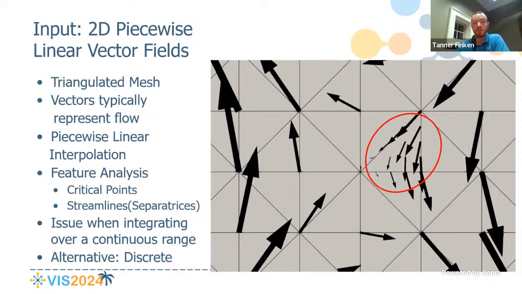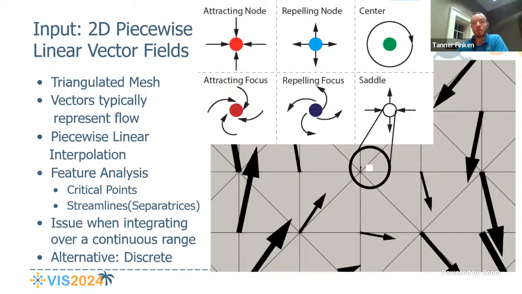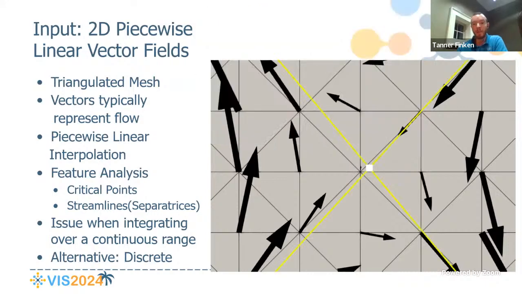The analysis of these fields aims to extract important topological features within the flow, such as critical points and separatrix lines. Critical points are where the vector value is 0. There are 6 critical point types for a 2D vector field. In particular, a saddle is going to be important because you can generate the separatrices by integrating the 4 main directions around a saddle.